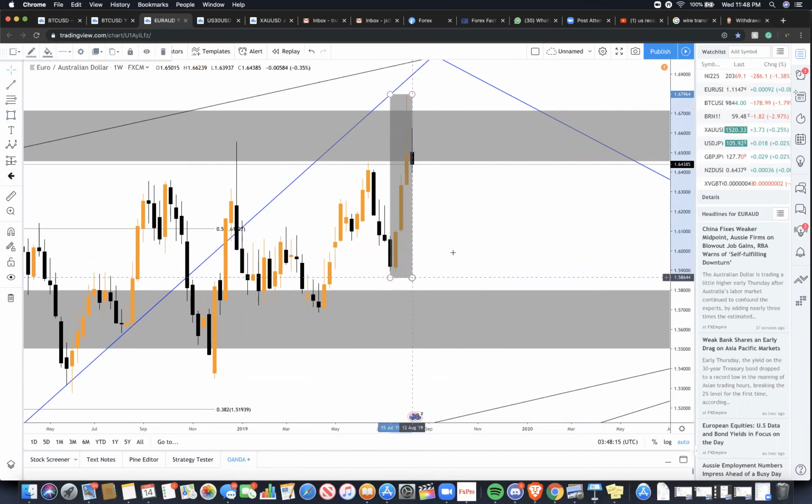what is the rule when identifying the three white soldiers? That the third candle has to be either the same size or larger than the previous candle, and it has to have little to no wicks. Now, this is a long wick. The wick is actually longer than the body. So that right away eliminates this potential as a bullish pattern.